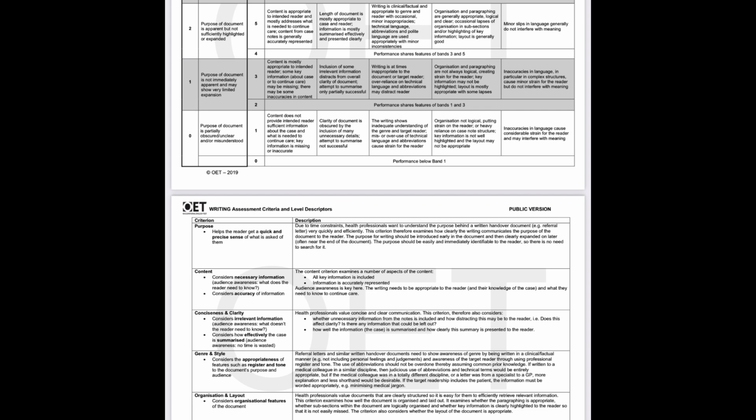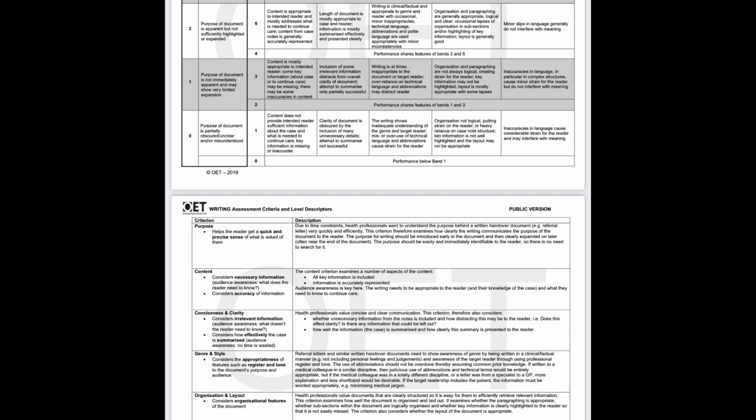The purpose for writing should be introduced early in the document and then clearly expanded on later, often near the end of the document. The purpose should be easily and immediately identifiable to the reader, so there is no need to search for it. Basically, in the first line of the letter, you should clearly mention what is the purpose of the letter.